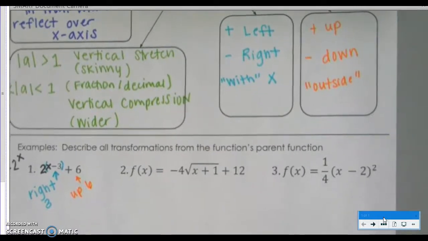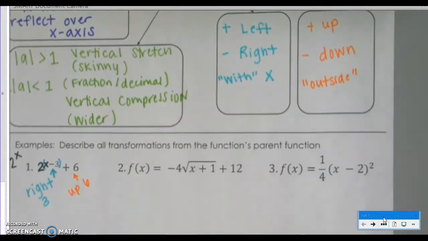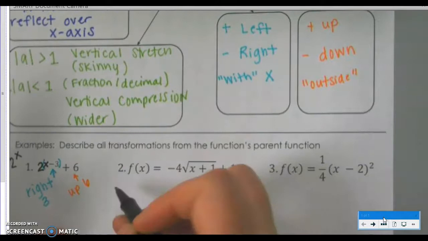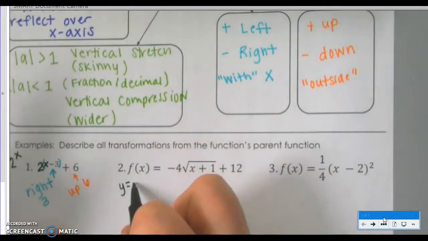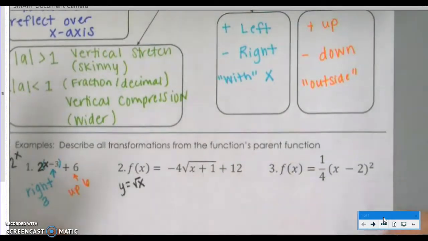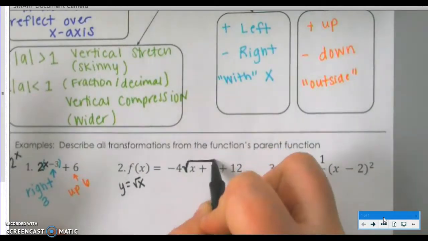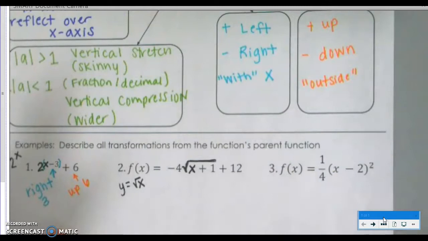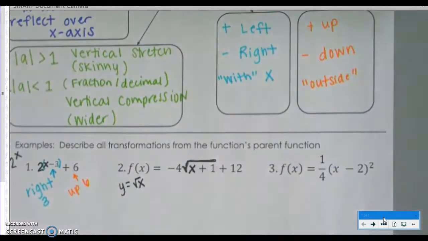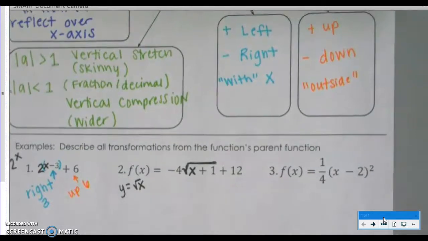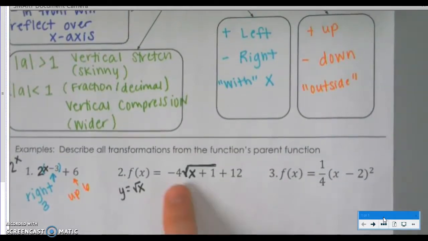All right, question number 2. You should be able to identify this as a square root function. So my original equation, the parent function, was just the square root of x. So the square root and the x, those are not transformations. Those were there originally.